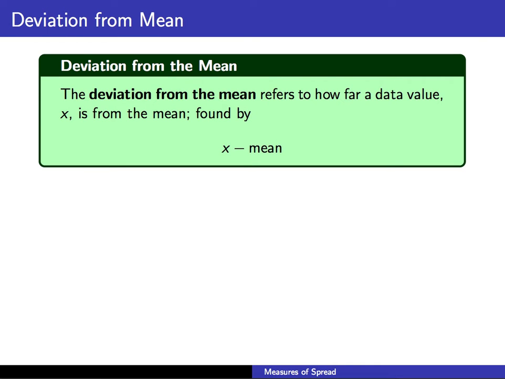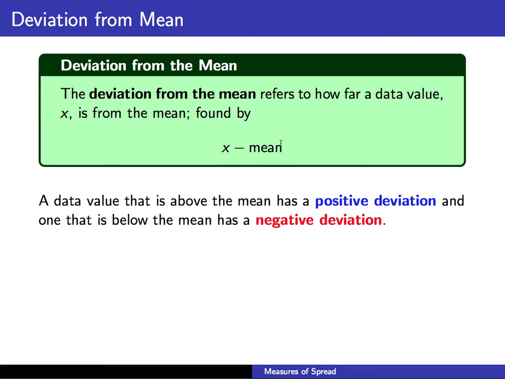So first, we're going to talk about what's known as deviation from the mean. The deviation from the mean refers to how far a data value x is from the mean. And it's found by taking that data value and subtracting the mean from it. So if our data value is above the mean, then it's going to be larger than it, which means a big number minus a smaller number is going to be positive. Whereas if the data value is below the mean, then it's going to have a negative answer. So in that case, we would have negative deviation from the mean.